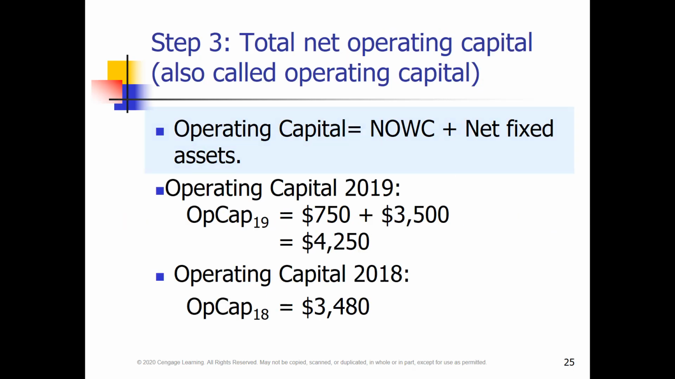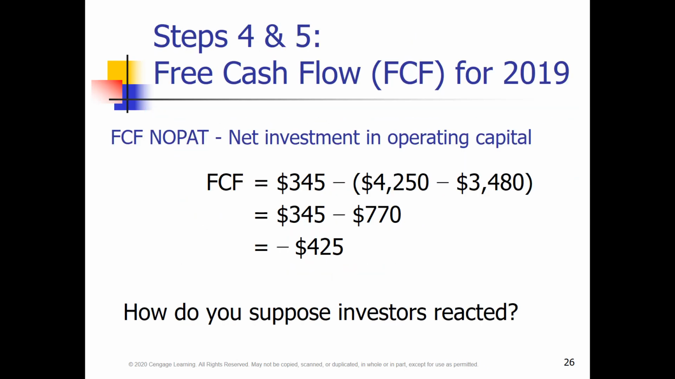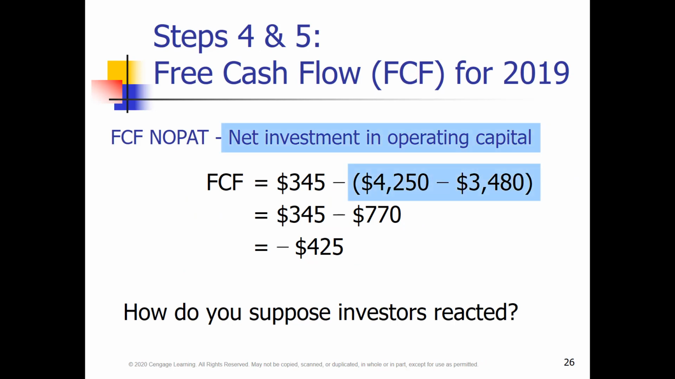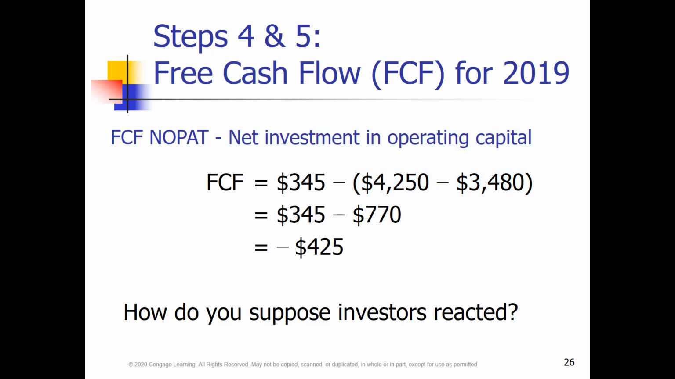Step 3. Total net operating capital is equal to net operating working capital from the previous slide plus net fixed assets. You can see the calculations for both years on this slide. Steps 4 and 5. Step 4 computes the change in total net operating capital, which is the difference between 2018 and 19 from the previous slide. Finally, Step 5 results in free cash flow. NOPAT minus net investment in operating capital. Computron's free cash flow for 2019 was a negative $425 million.